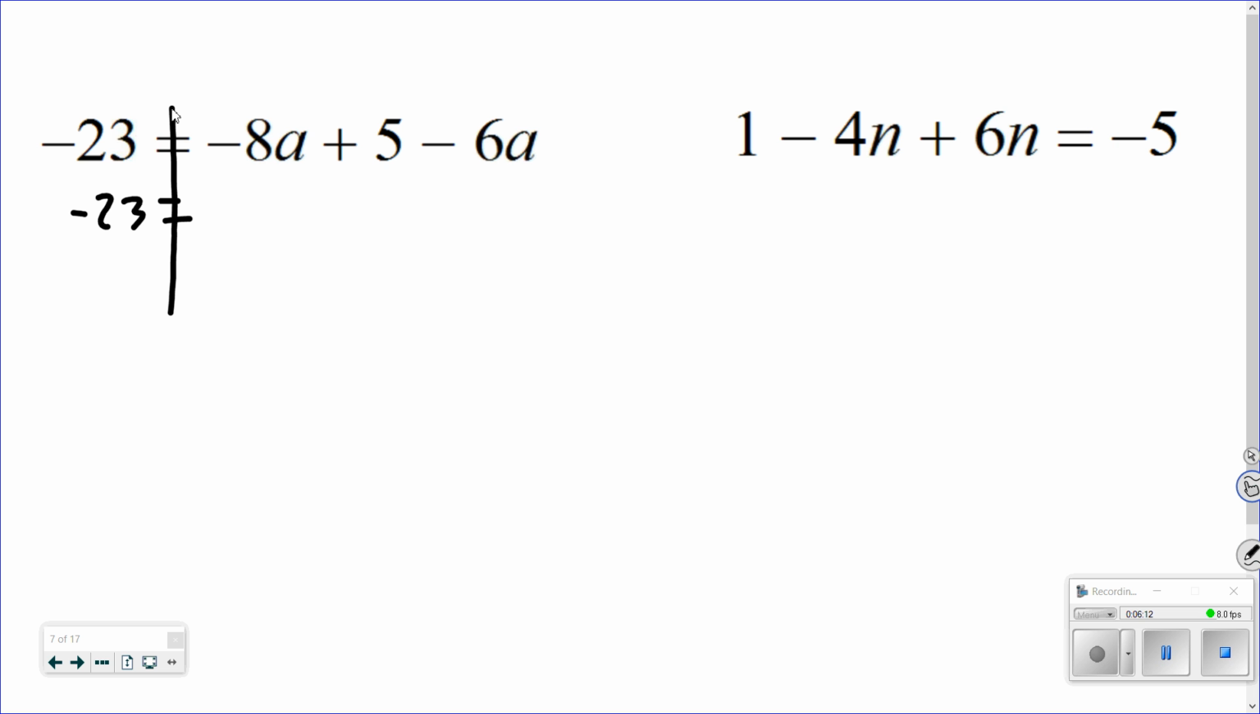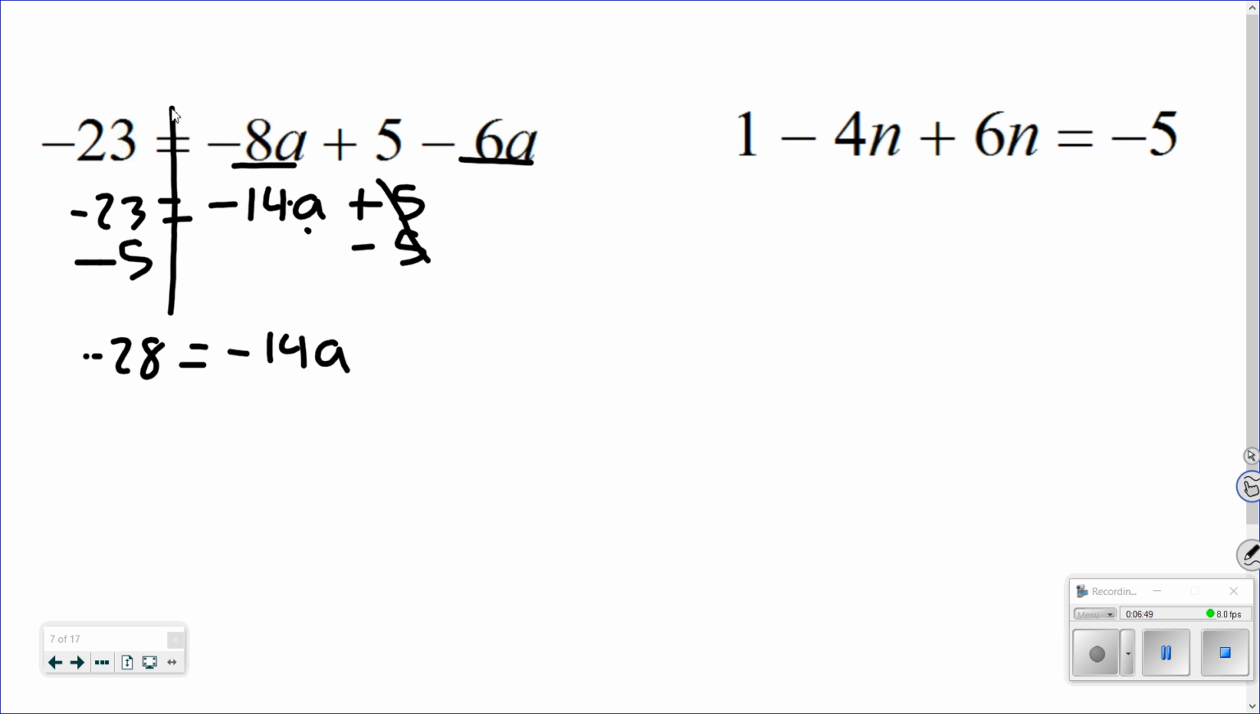Over here, though, I have like terms. The negative 8a and the minus 6a are on the same side. I can just combine those together. So minus 8 minus 6 is a minus 14a plus 5. Okay, I get to here, I add or subtract. Again, remember, I'm trying to get a by itself, so I got to get rid of the negative 14 and the plus 5. The negative 14 times a, I have to divide by negative 14, and I have to subtract 5. Do the subtraction first. So minus 5. So negative 23 minus 5 is a negative 28 equals over here, that's 0, so it goes away.